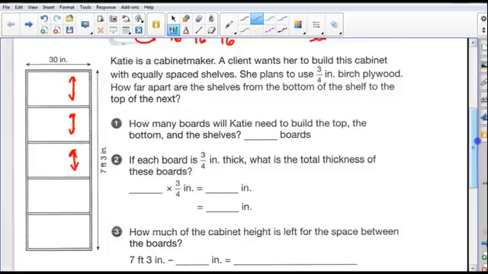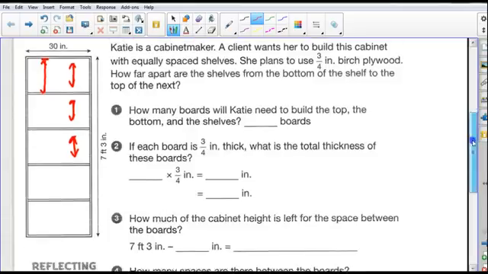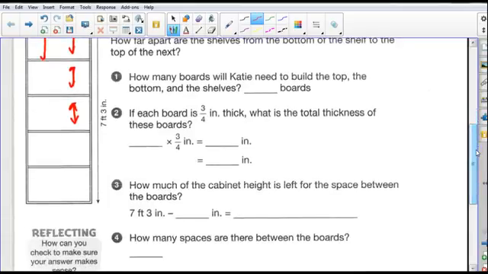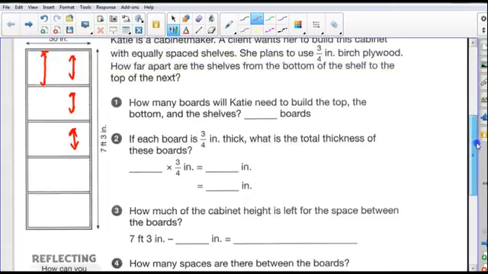So we want to know the distance from here to there. Okay? So how do we do that? Well, let's go through the procedure. Number 1, how many boards will Katie need to build the top, the bottom, and the shelves? So we count the top, the bottom, and the shelves.